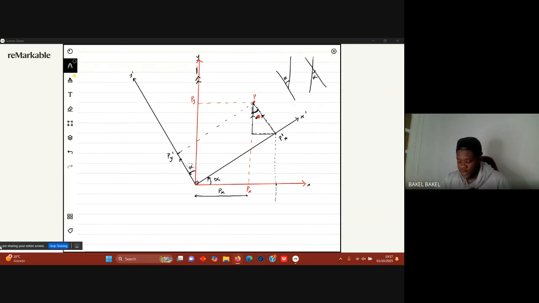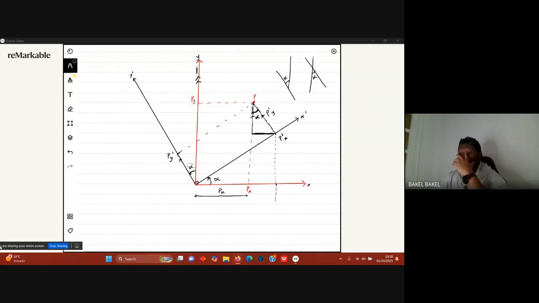So if this angle is alpha, you can quickly tell that this place is sine. Yes. Okay, we have this line up here as p prime y, because this side is py prime or p prime y.